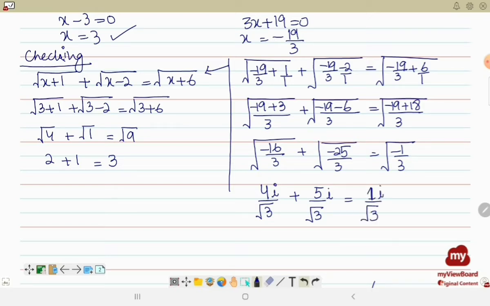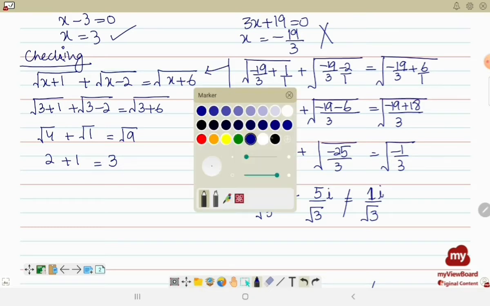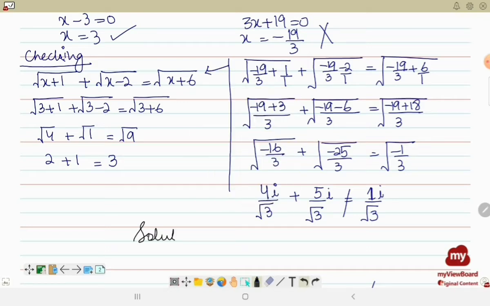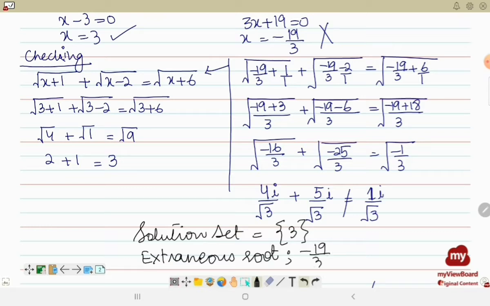So if you see, the two hand sides are not equal. Left hand side is not equal to right hand side. So x equal to minus 19 by 3 will not go into the solution set. It does not satisfy the given equation. So at the end, we'll just write down the solution set, and that value comes in the solution set which actually satisfies the given equation, which is just 3. And for the other value, we'll write it as extraneous root. Extraneous root is minus 19 by 3. I hope you understand each step of working.